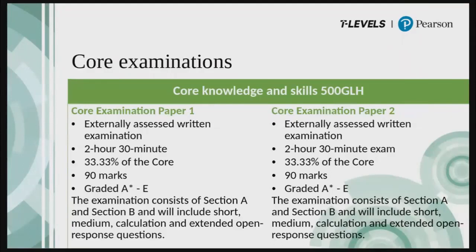Hopefully you've already taken a look at the scheme of assessment in the specification. We're going to use this section of the specification to look in a little more detail at the core exams and the employer set project. There are 2 papers, paper 1 and paper 2. Both are 2.5 hours in duration and are both worth 90 marks. Each paper is 33% of the total core component, the employer set project making up the final third.